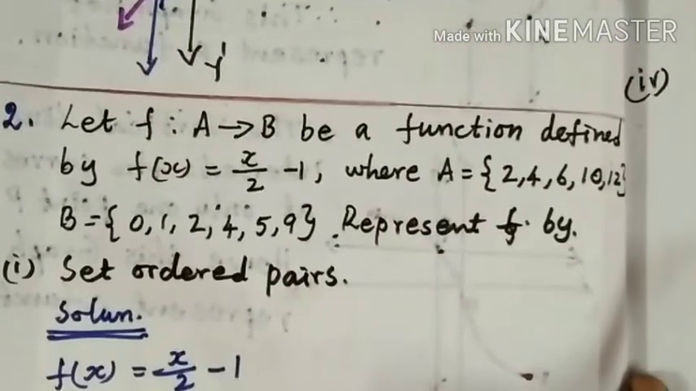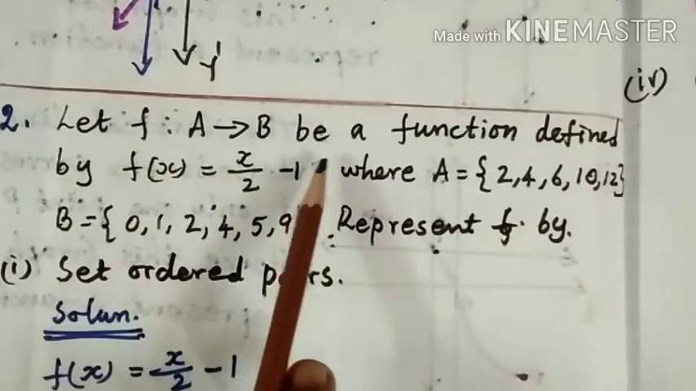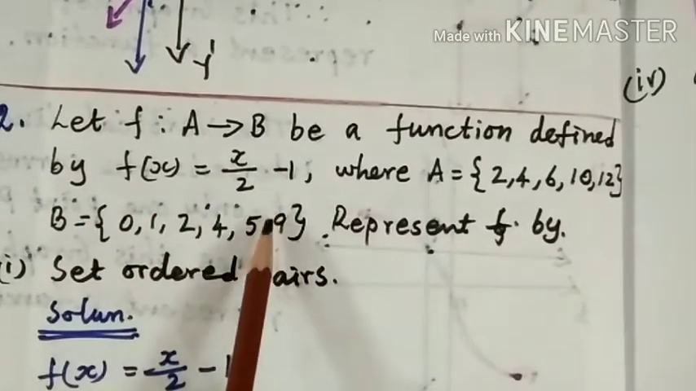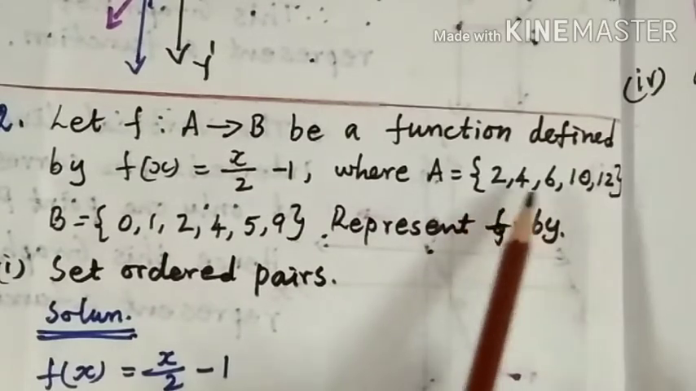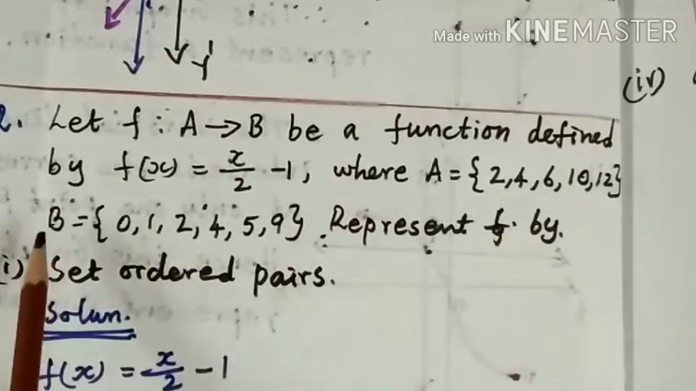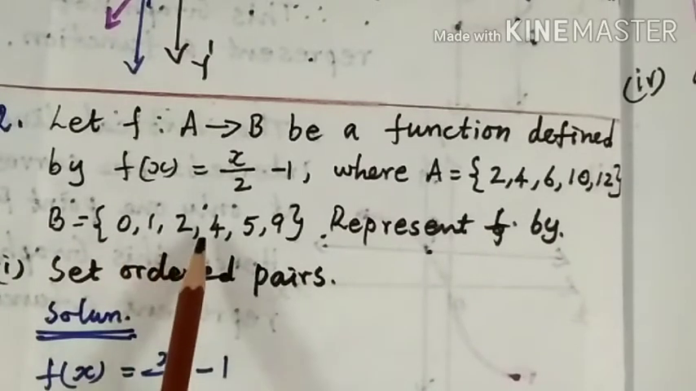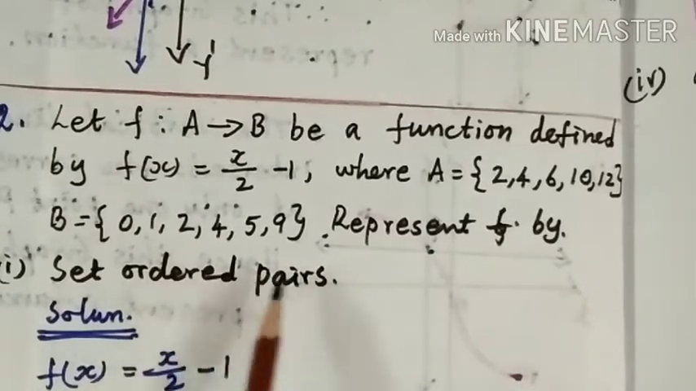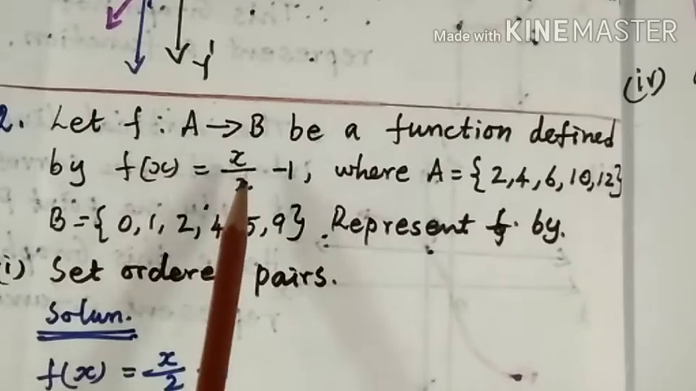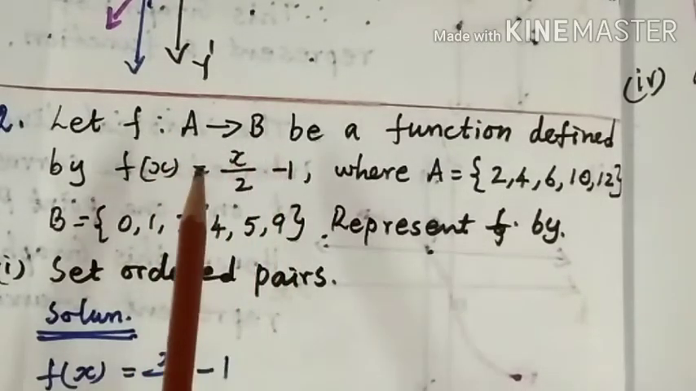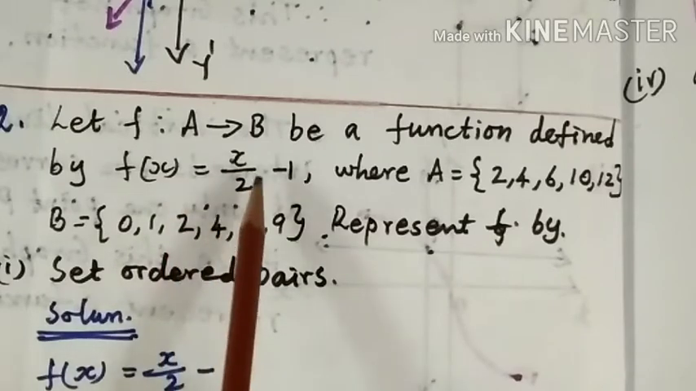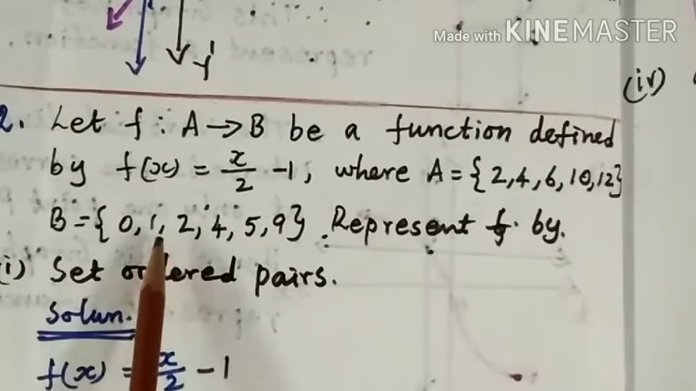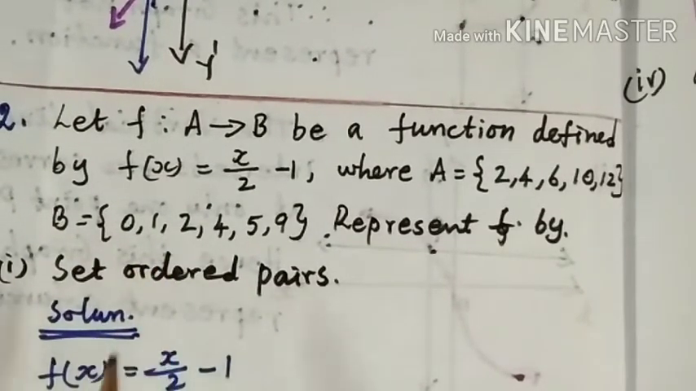Then second sum. Let f from A to B be a function defined by f of x equal to x by 2 minus 1, where A equals 2, 4, 6, 10, 12, and B equals 0, 1, 2, 4, 5, 9. Represent f by set of ordered pairs. See, in this question, the function from A to B is defined by f of x equal to x by 2 minus 1. Then set A and set B elements are also given. We have to find the given subdivisions.